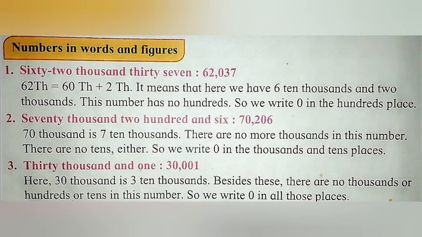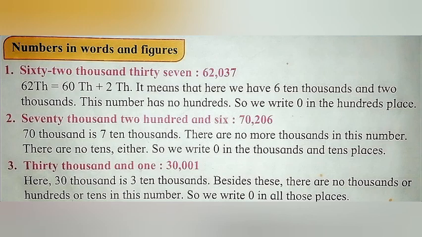Second example, 70,206. 70,000 is 7 10,000s. There are no more thousands in this number. There are no tens either, so we write 0 in the thousands and tens place.